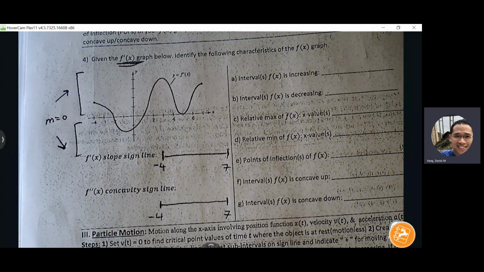These are now going to be the critical points. And one more though.